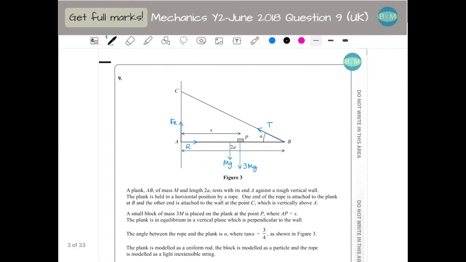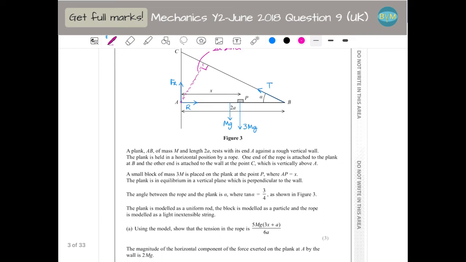so times x is going to be the tension times the distance. But remember, this is the perpendicular distance from the point to the line of the force. This is the line of T, and this is perpendicular. So we are talking about this distance here. That's what we need to find. This distance here, this is 2a, and this is opposite to the angle. So this is going to be 2a sin alpha. Sine because it's the opposite. So this length here is going to be 2a sin alpha.